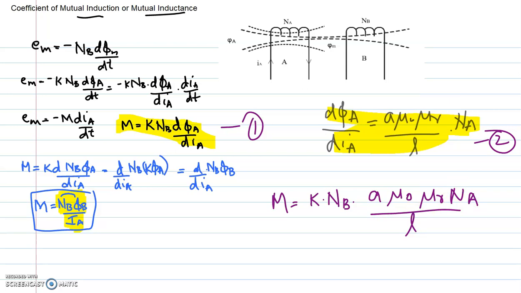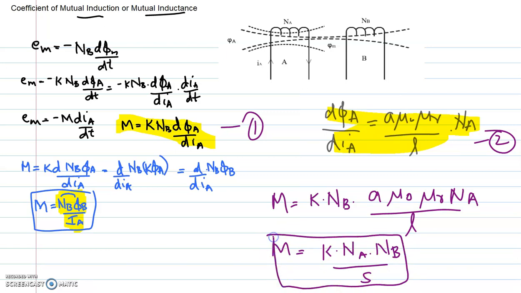Therefore, M is nothing but K into NA NB divided by S, where S is nothing but the reluctance, which is given by L divided by mu 0 mu R into A. So in this topic, we have newly introduced a term K, which is known as the coefficient of coupling, which is always less than or equal to 1.